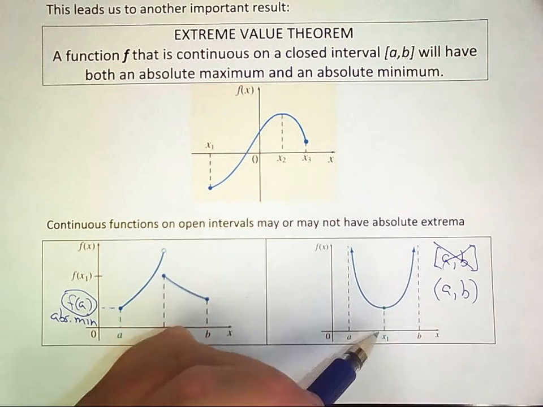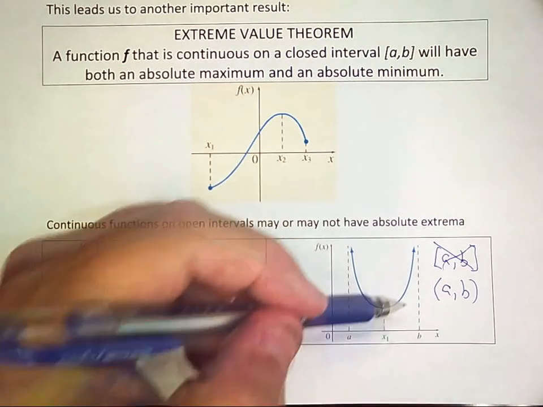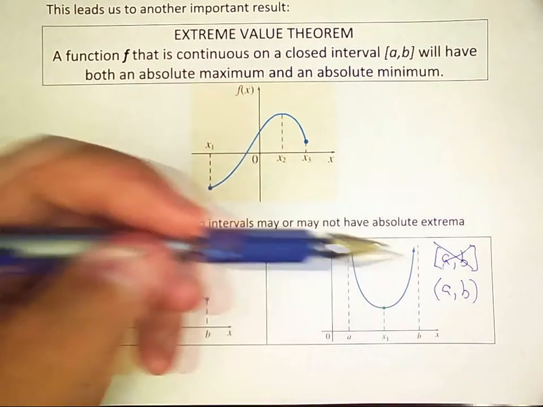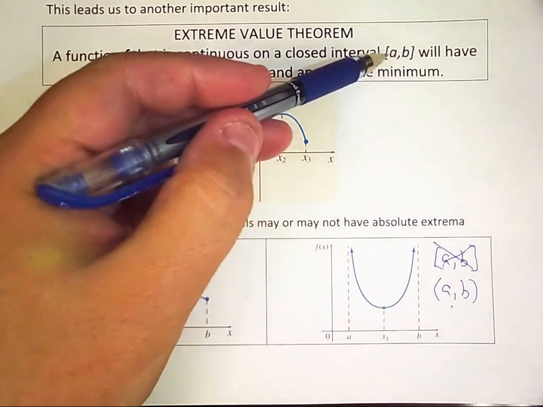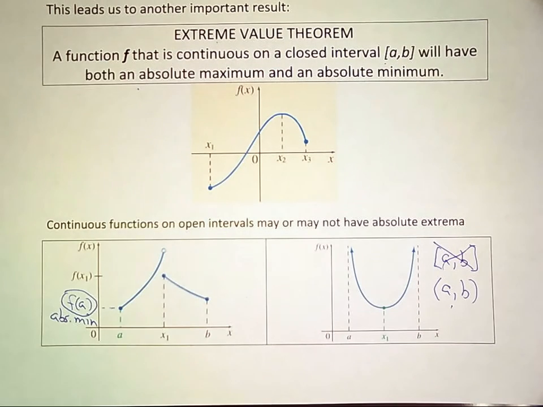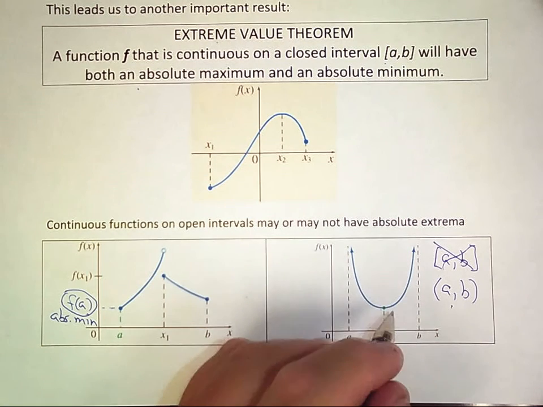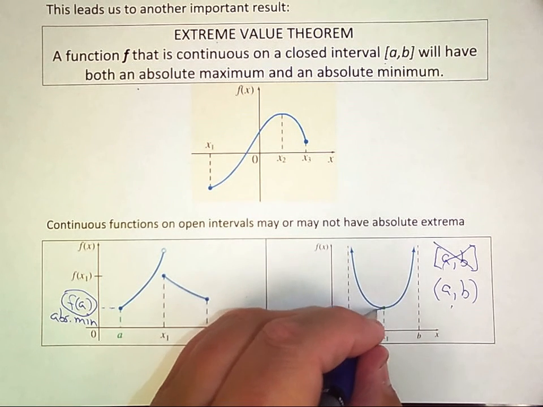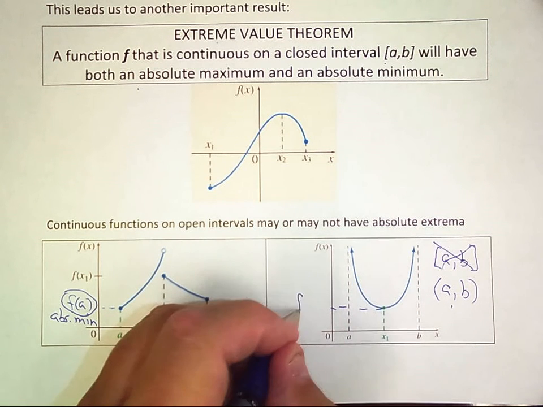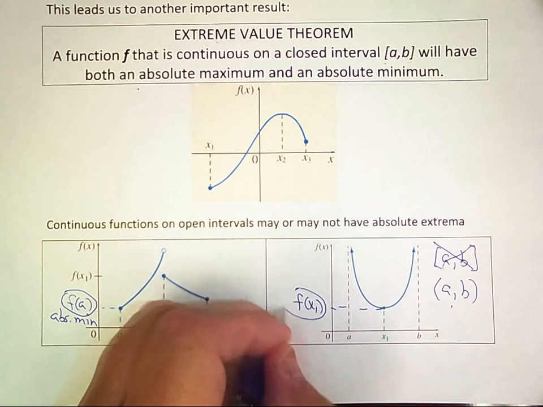You can get as close to a as you want, but you never actually get there. You can get as close to b as you want, but you never actually get there. This is an open interval, not a closed interval, so the extreme value theorem doesn't apply. So again, you may or may not have absolute extrema. Now you can tell from the graph that you have a minimum, because there's no y value any lower than the one at x sub 1. So at f of x sub 1, you have an absolute min.